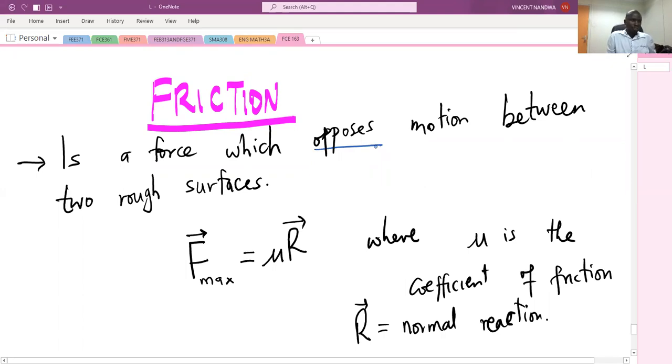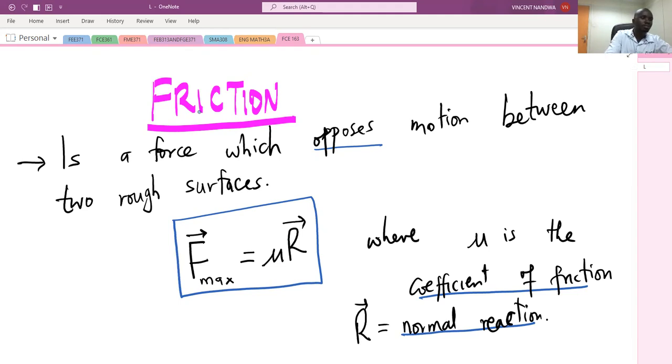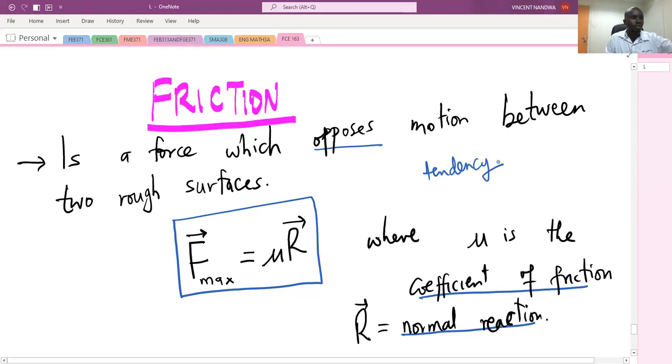What we call maximum friction or limiting friction between two surfaces is given by the formula mu times R, where mu is the coefficient of friction, and R is the normal reaction force. For frictional force to act, two surfaces should be moving relative to each other, or should have a tendency to move relative to one another. So to find the limiting or maximum friction, we use this formula.